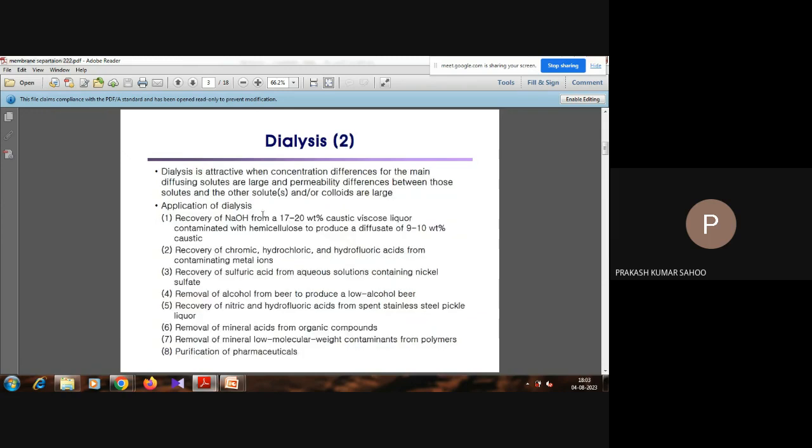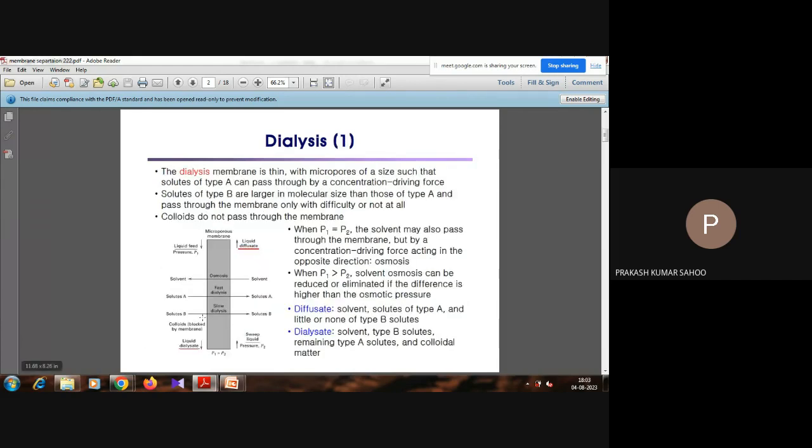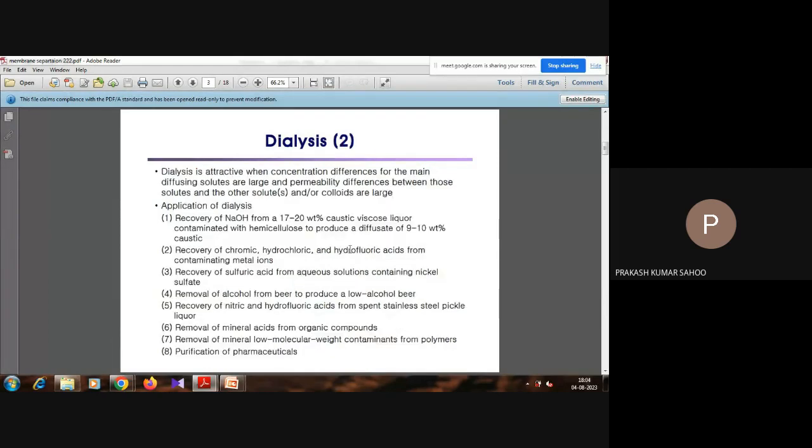So dialysis is attractive when the concentration difference for the main diffusing solute is large and the permeability difference between this solute and other solutes or colloids is large. What are the applications? Just remember these things. The solution B and colloid type materials can be separated through this dialysis process.